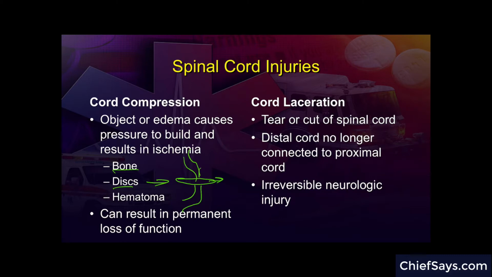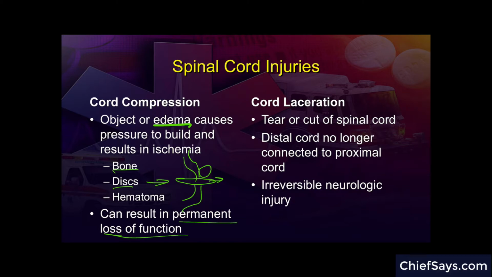Hematomas or accumulation of blood can occur, which will put pressure on the cord. And then edema of the cord itself or edema of surrounding tissue can put pressure on the cord as a result of injury. And often edema in the spinal cord will present a long-lasting injury or impact for dysfunction in these patients. This can often result in permanent loss of function as a result of the cord compression.